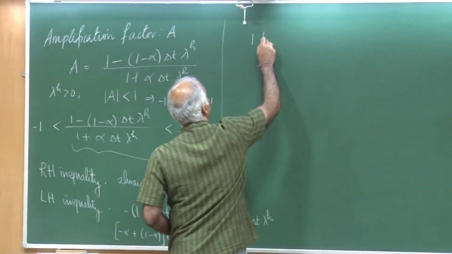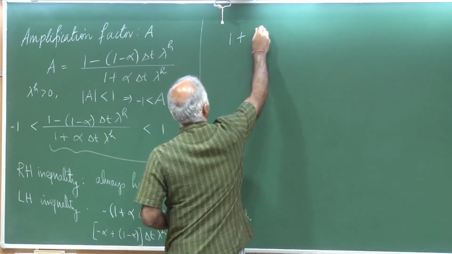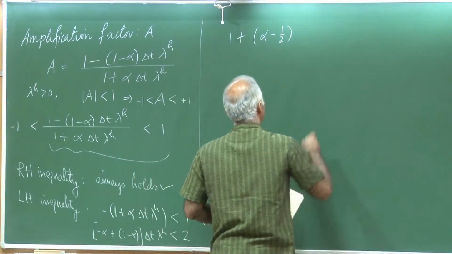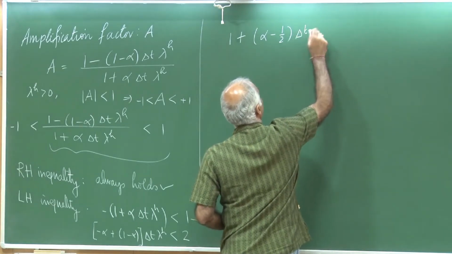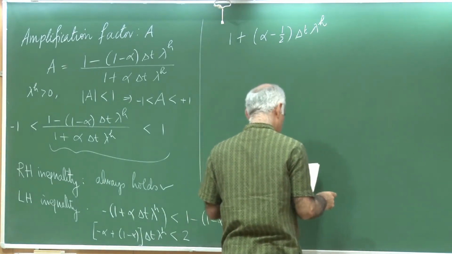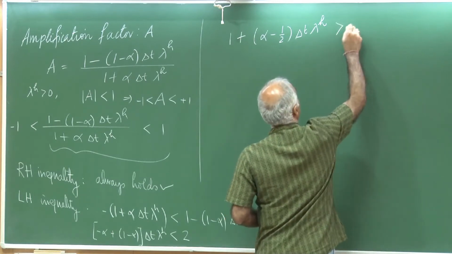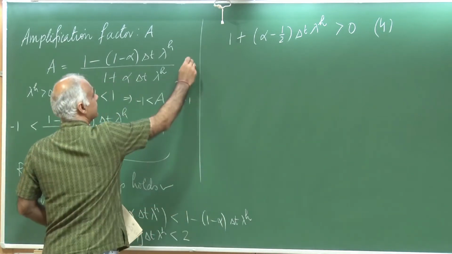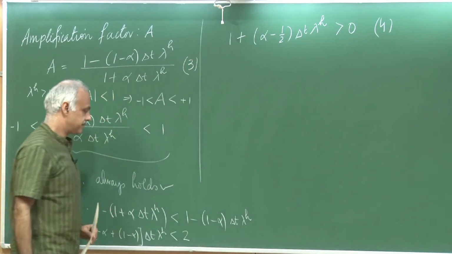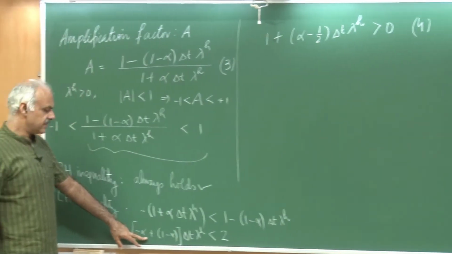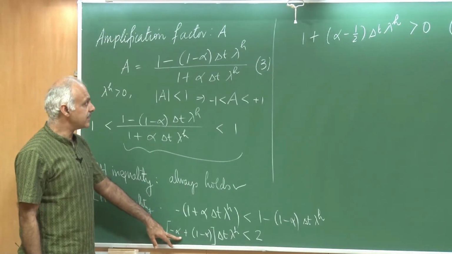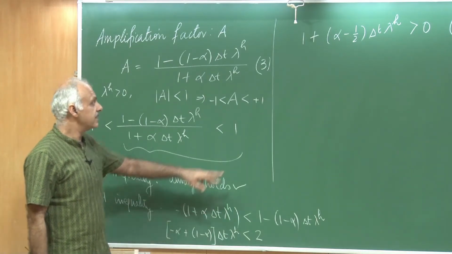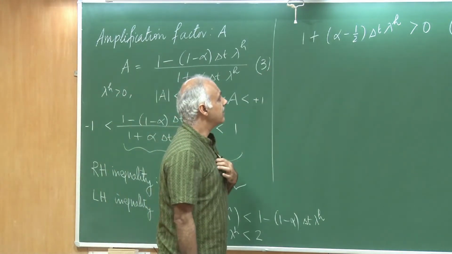that 1 plus alpha minus a half times delta t lambda h, this is greater than 0. So, I am going to call this equation 4. Recall this we had called equation number 3. So, I have just rewritten this last equation, I have just rearranged it, okay, and I have been able to write it in this manner. So, you can also look at it.